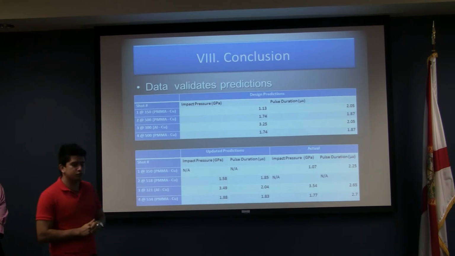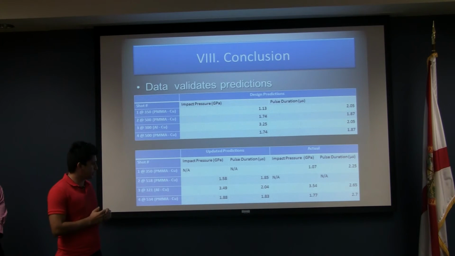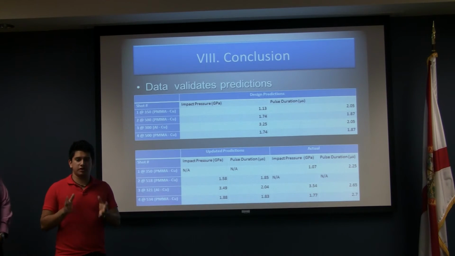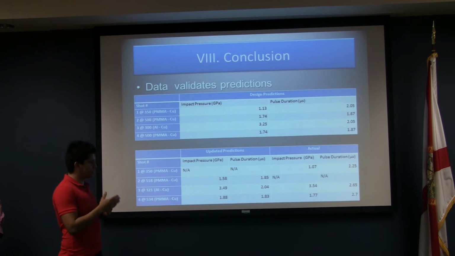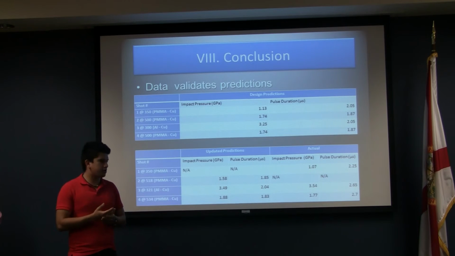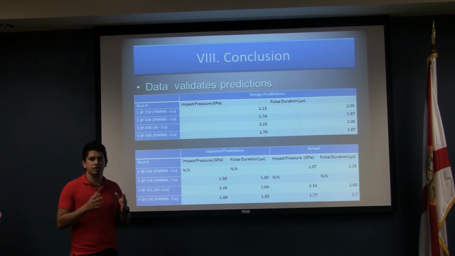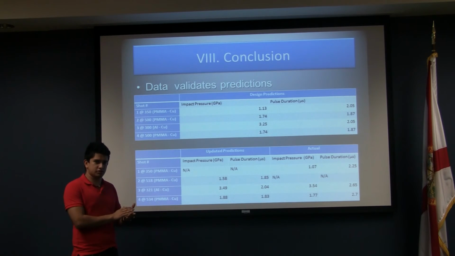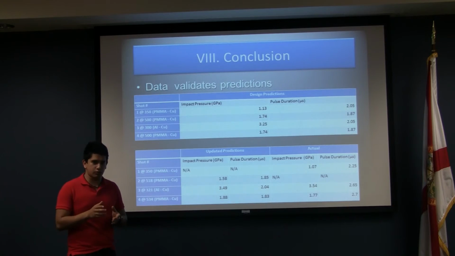Also, our data validates our predictions, which means that we have been able to obtain the specific impact pressures that we desire with very little error between the impact pressures. Where the error comes in is the pulse duration, since we're assuming theoretical conditions for these calculations. The pulse duration on the actual graphs has a lead and a lag, and that's why we don't obtain the exact numbers that we want.